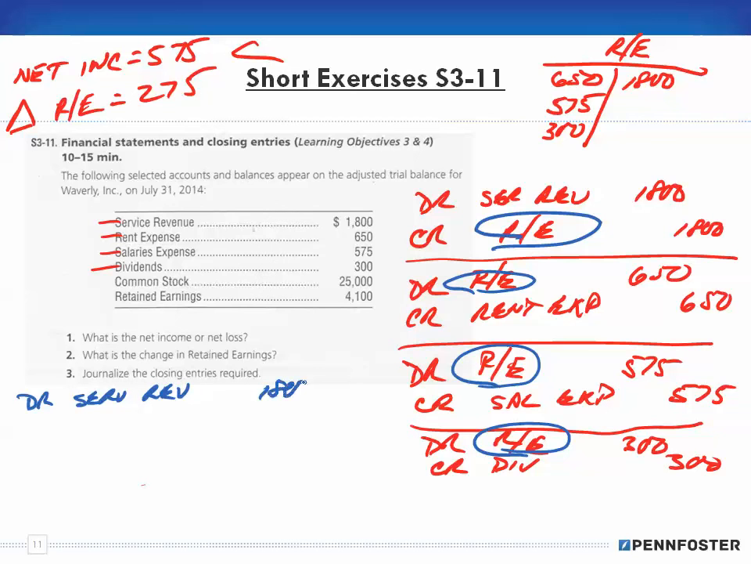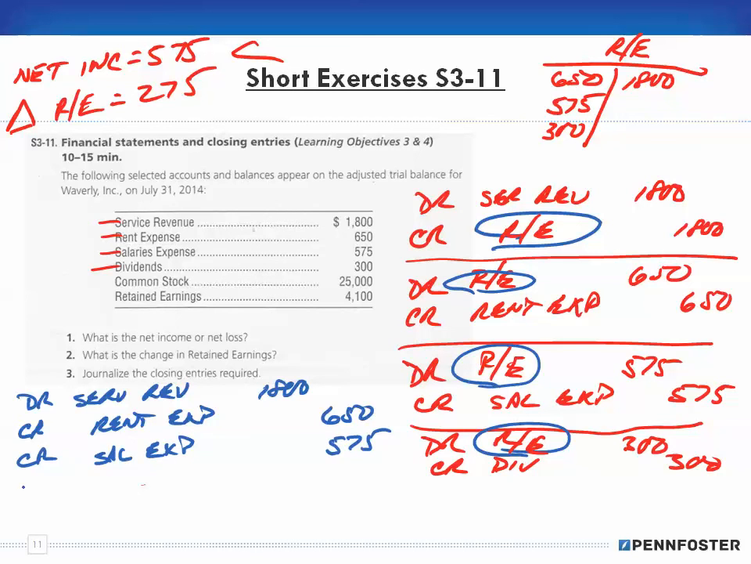for 1800, and then I would have a credit to rent expense for 650. And remember, debits have to equal credits. If I have a credit to salary expense for 575, and a credit to dividends for 300, right?